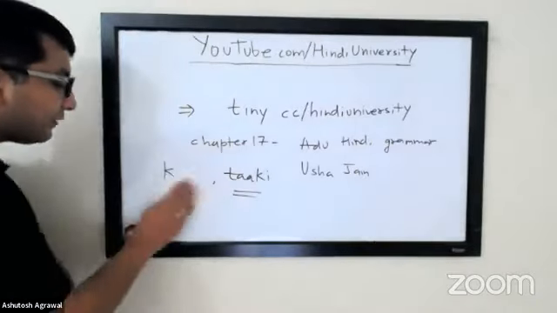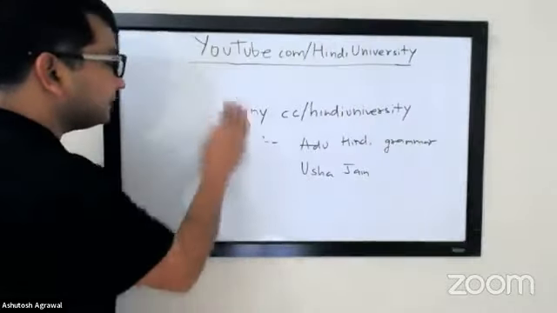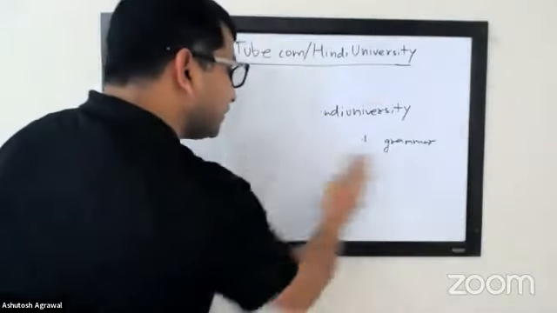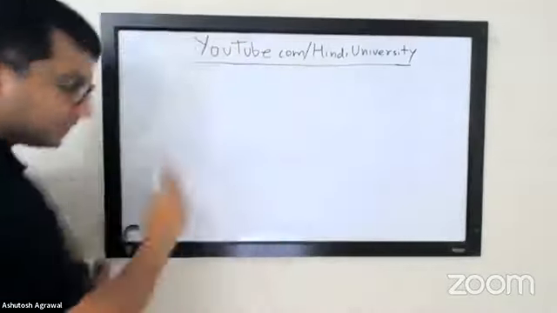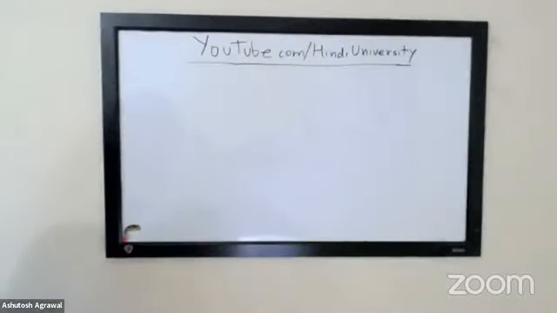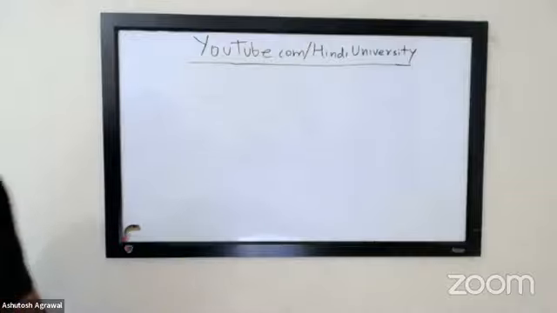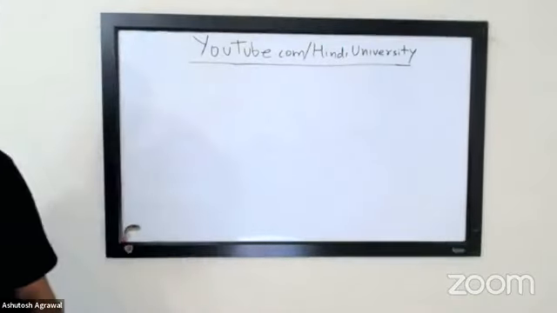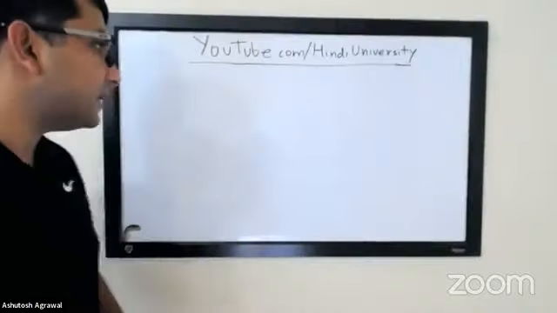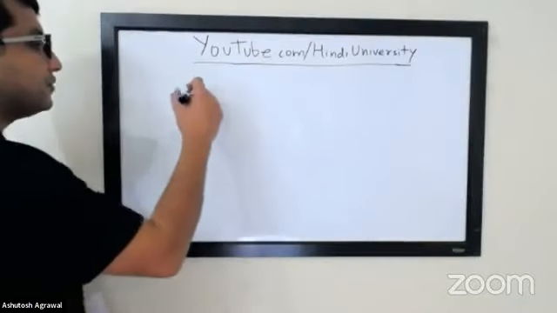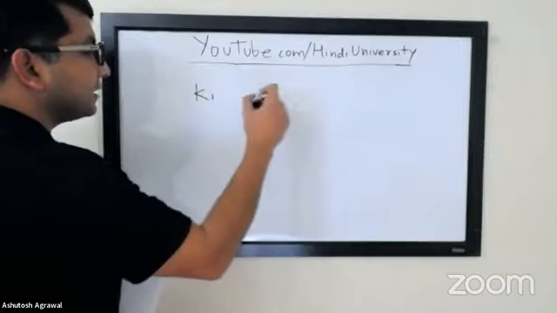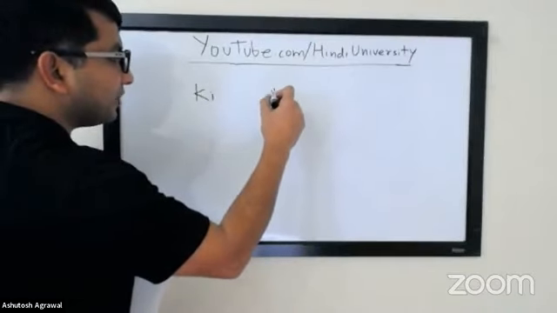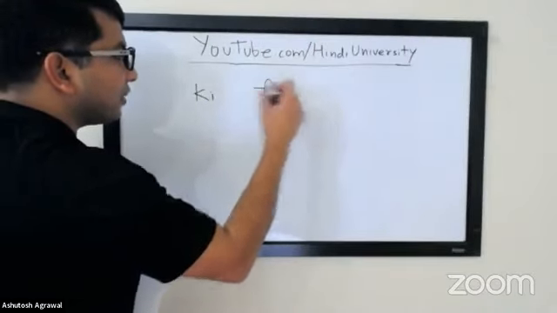I'll start very small, and then as questions come, we'll build on top of it. So ki, most of you are probably already familiar with it, but it's a very interesting one and the most widely used Hindi conjunction that you will hear from Hindi speakers. The way you write it in Devanagari, you have a k and a small e.